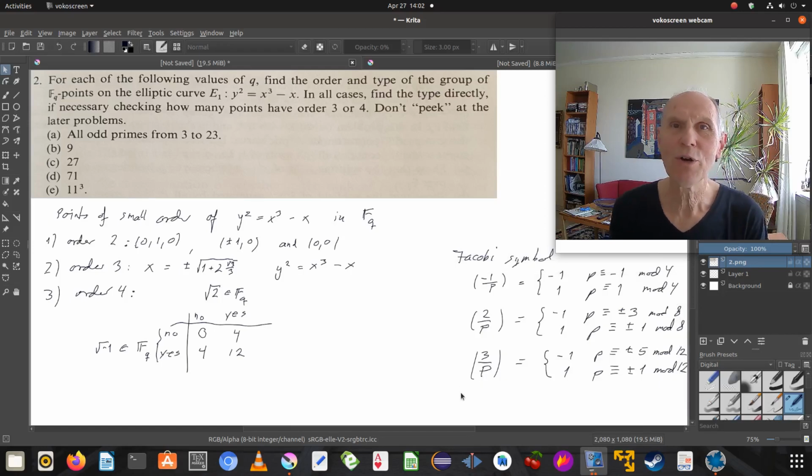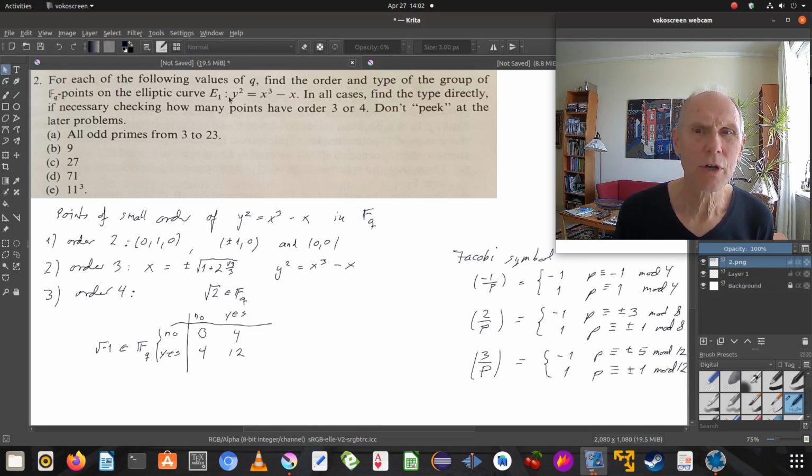Let us have a go at problem 2. The first thing is that we should find the type directly. I don't really know what he means by that, but in section 8 on page 41, some examples were given where the type was found. So I expect that finding the type directly means copying the method of page 41.